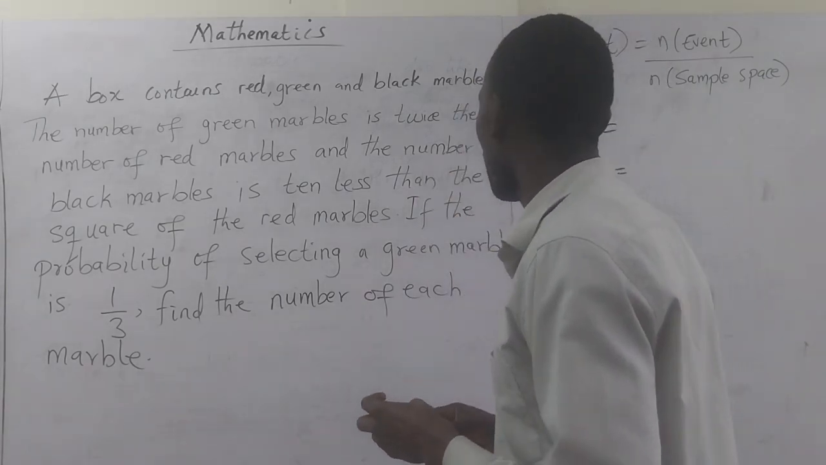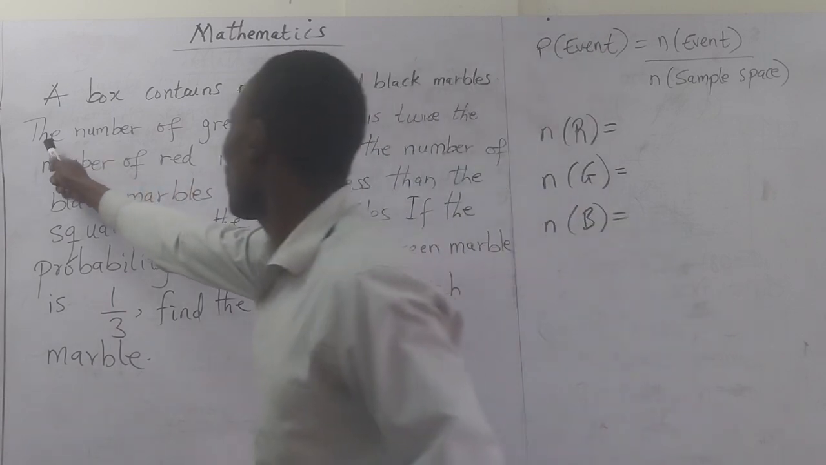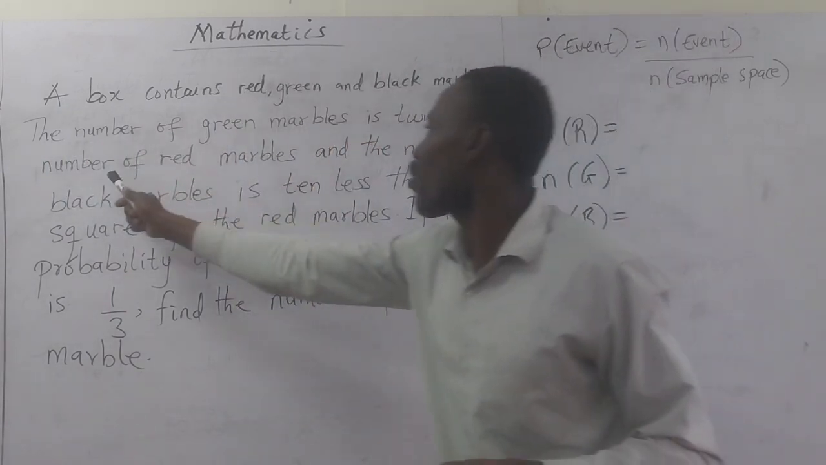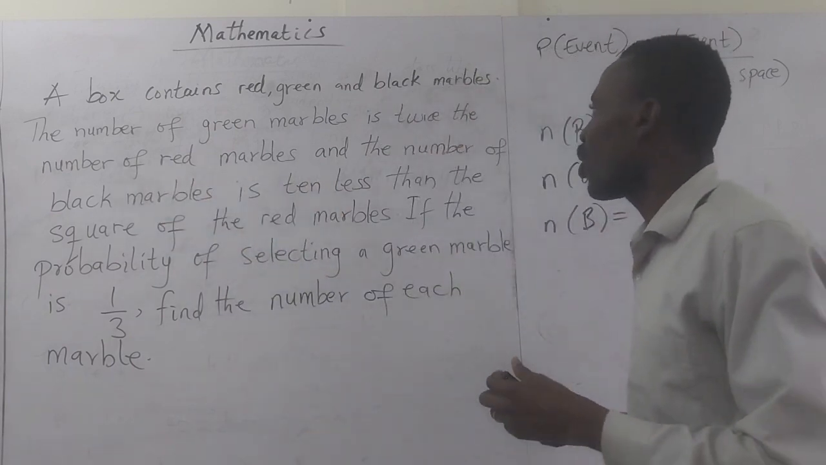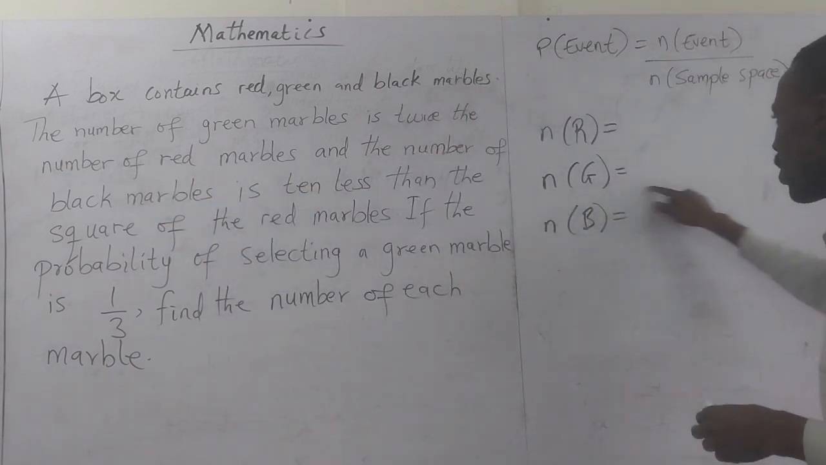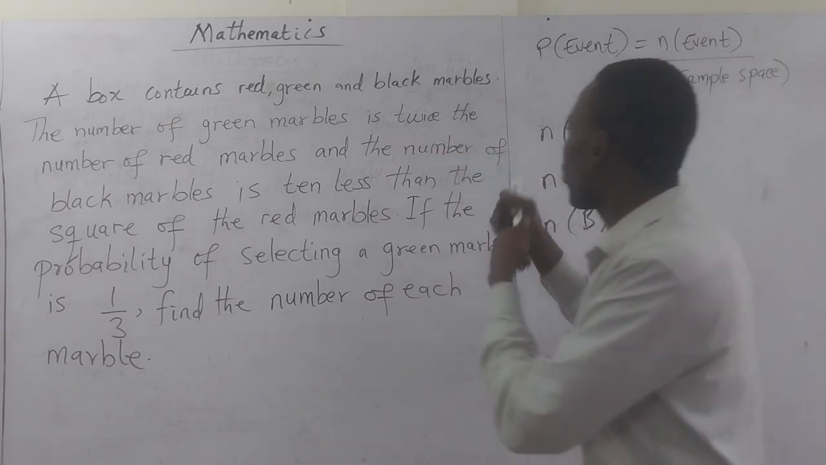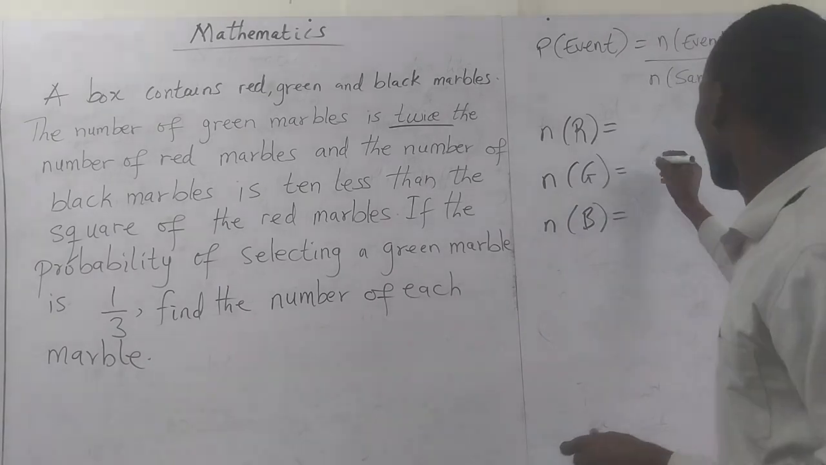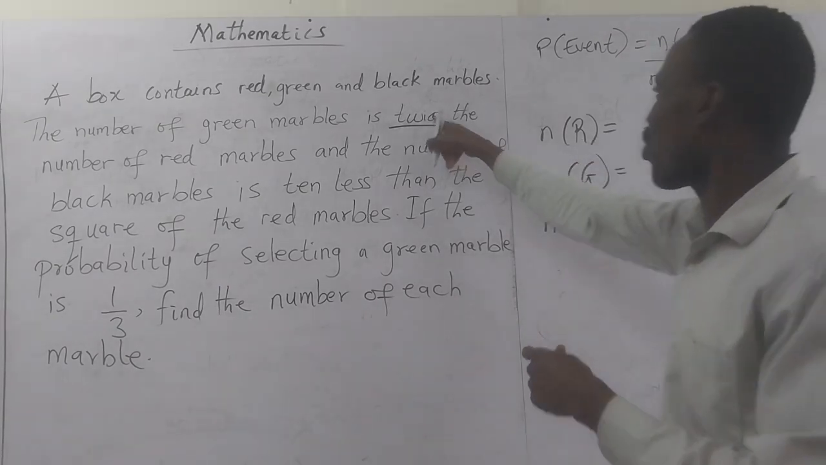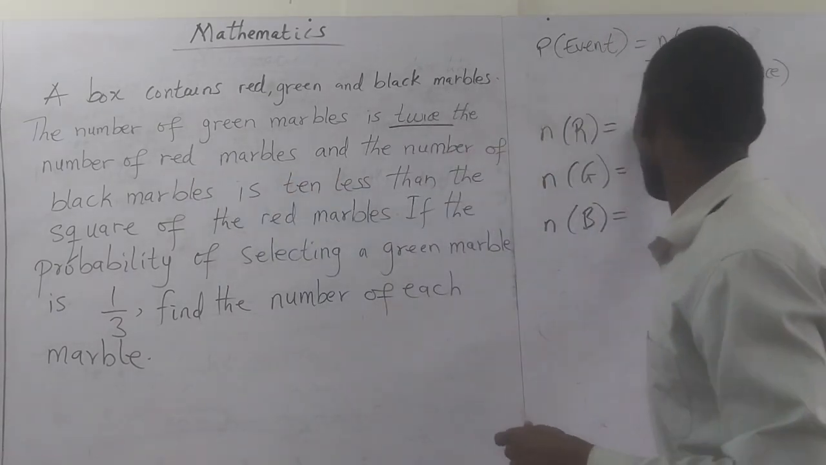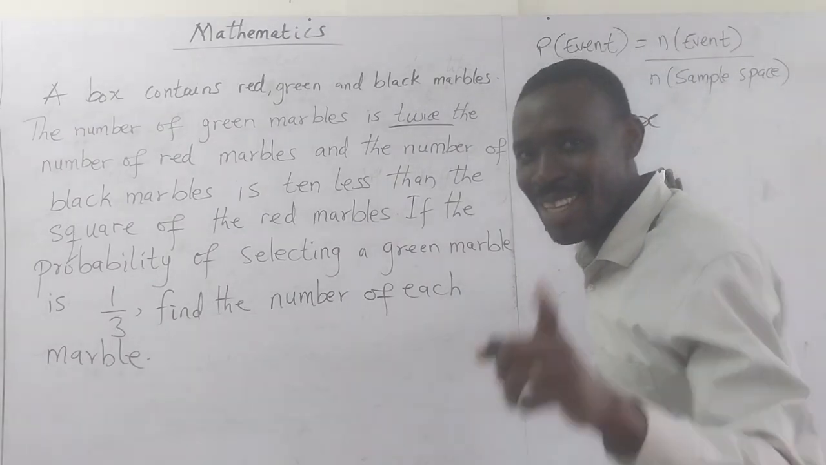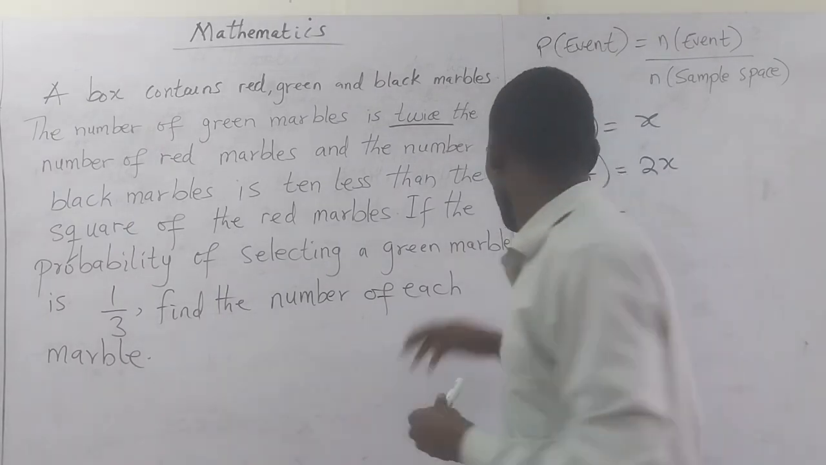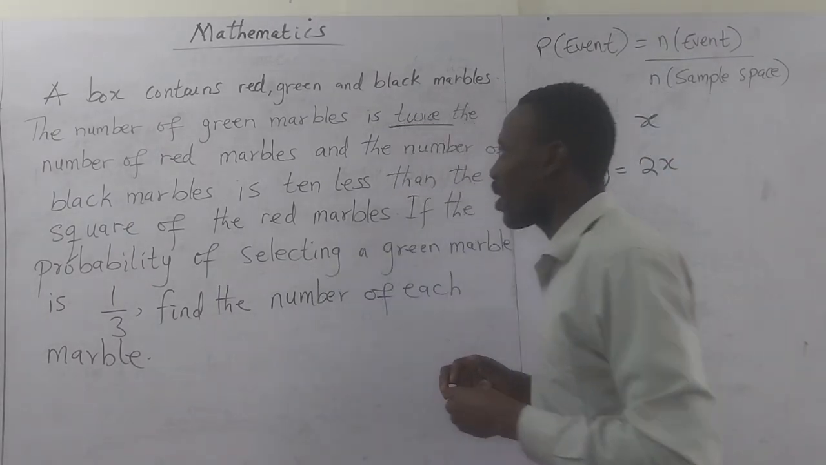So we have it like this. We are told that the number of green marbles is twice the number of red marbles. So the number of green marbles, this represents the number of green. We are told that it is what? Twice. What is twice? 2 times. So if green is twice the number of red, so if red is X, green will be what? I'm sure you say green is what? 2X. That is the meaning. Is that okay? So the number of green marbles is twice that of the red marbles.